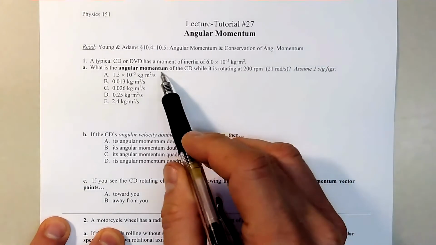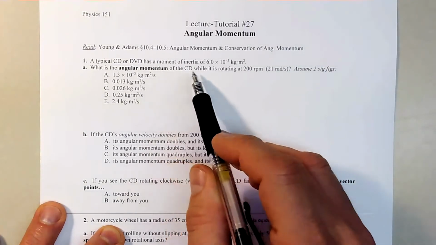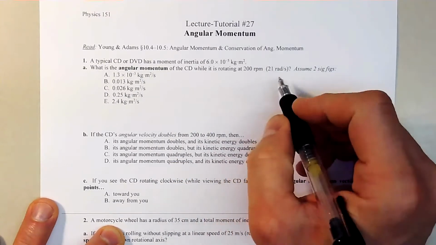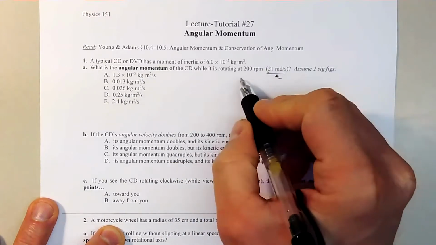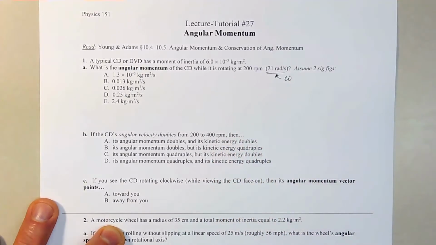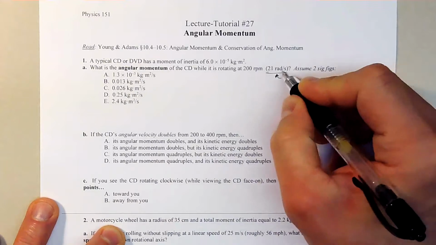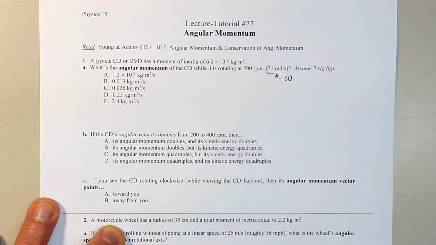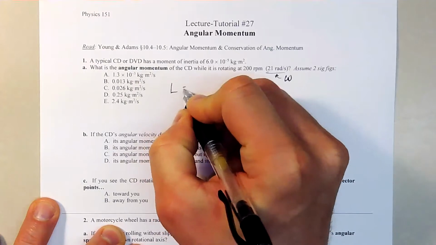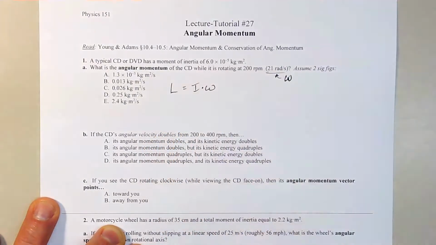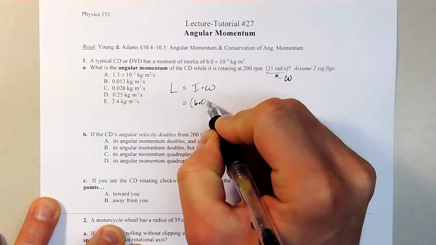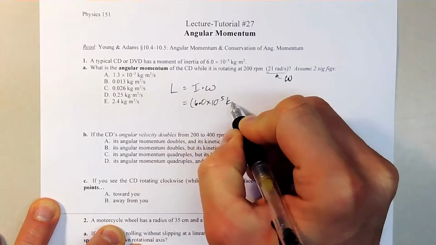Okay, now what is the magnitude of its angular momentum when it's rotating at 200 RPM? And I've gone ahead and made the conversion for you from RPM, which is more of a frequency, to angular frequency, 21 radians per second, to at least two sig figs. So angular momentum, the magnitude, is equal to moment of inertia times angular velocity. Both of those quantities are given, so this is a pretty straightforward calculation.